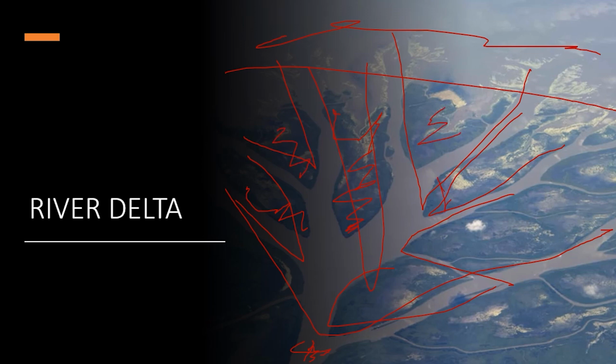So if you can see, wherever the rivers connect to wider water such as ocean, it will form a river delta. Okay, let's move on.